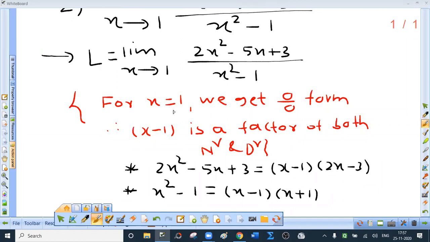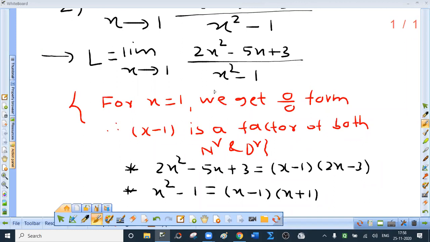Means what? x minus 1 is a factor of both numerator and denominator. See, you should know this so that factorization can be done easily. See, this is the numerator. Now don't waste time in finding the factors because we know that x minus 1 is one factor. The second factor can be obtained easily if we know the first. x into which term is 2x square? x into 2x. Minus 1 into which number is plus 3? Minus 3. So these are the factors. What about the denominator? Factors of x square minus 1 are x minus 1, x plus 1.